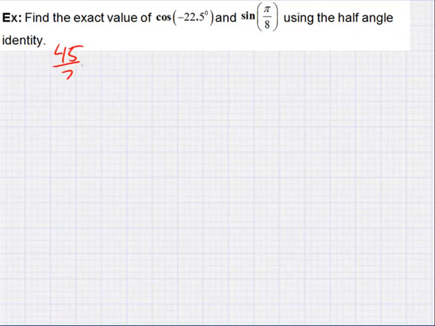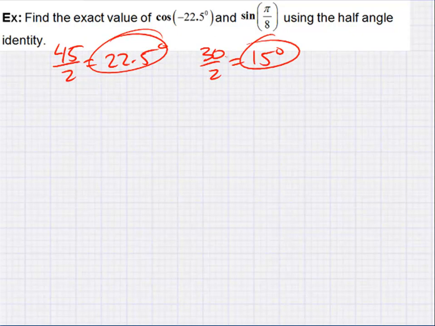45 divided by 2 is 22.5. 30 divided by 2 is 15. These are not special angles, but the half of a special angle gives us these things, so we can use the half angle identity to help us find the sine, the cosine, and tangent of these kinds of angles.